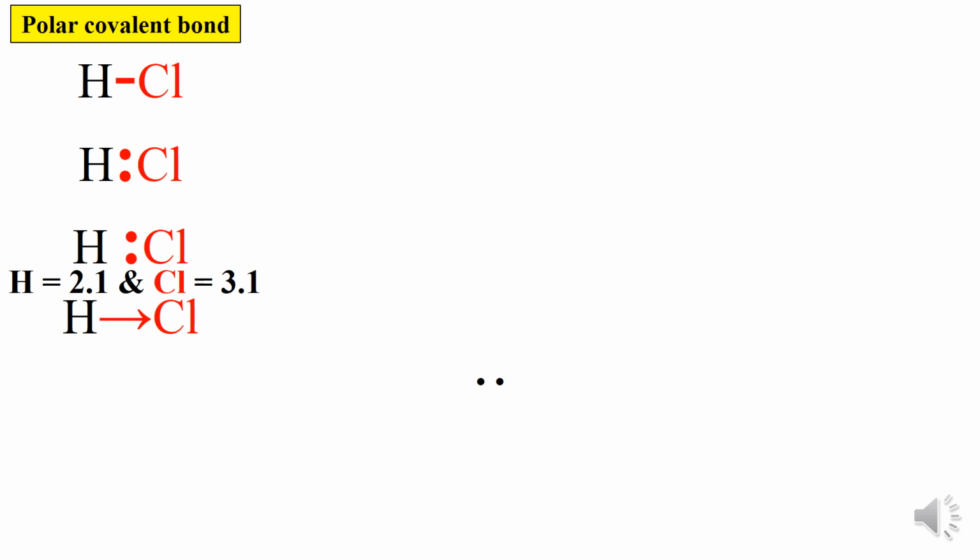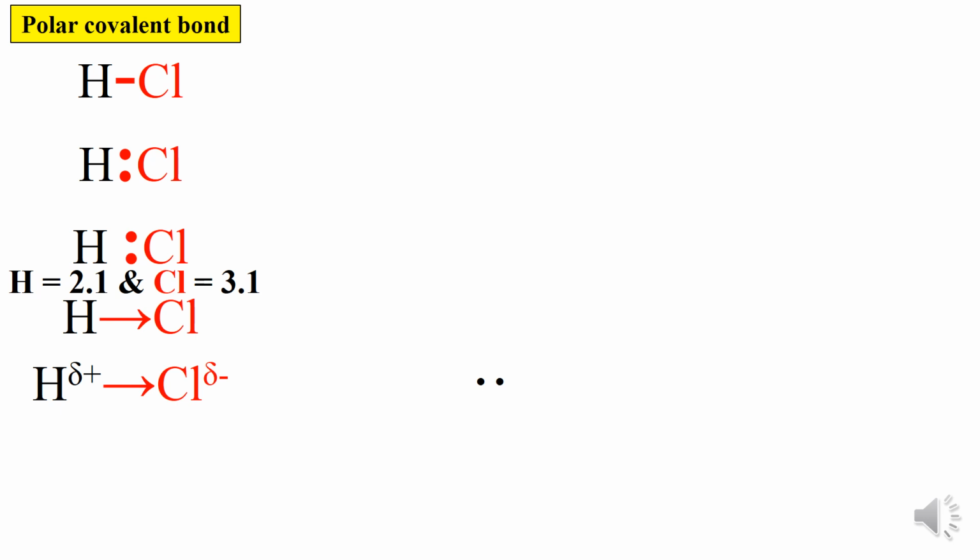So chlorine is more electronegative than hydrogen atom, and therefore it pulls the shared pair of bonding valence electrons closer to itself. As a result, chlorine atom gains a partial negative charge, while the hydrogen atom gains a partial positive charge, which is shown by Greek symbol delta, meaning small change, that is delta plus and delta minus. That means partial positive charge and partial negative charge.